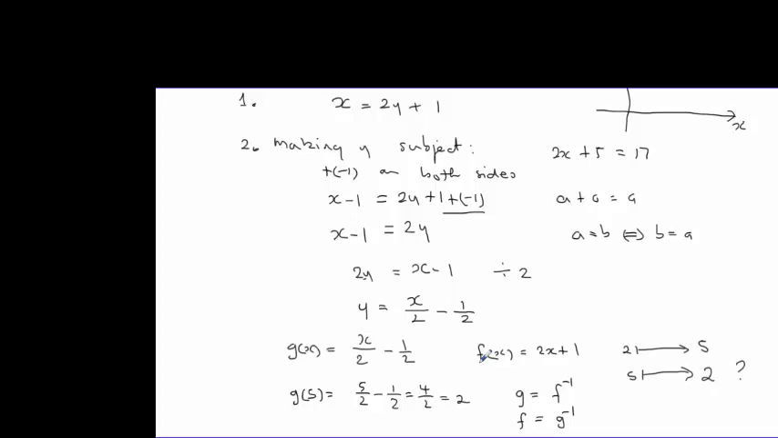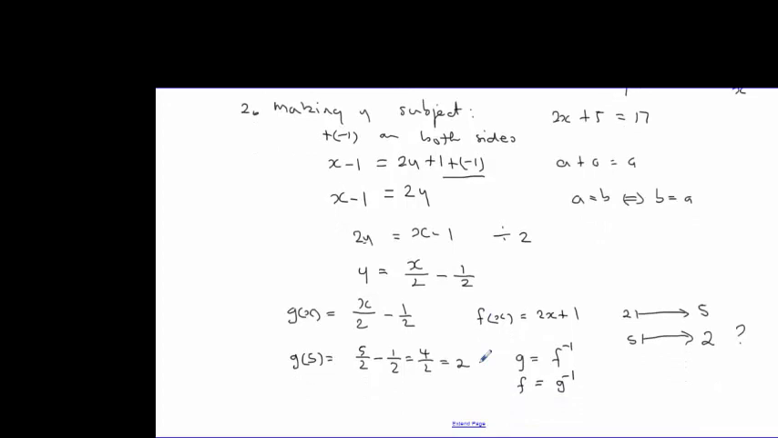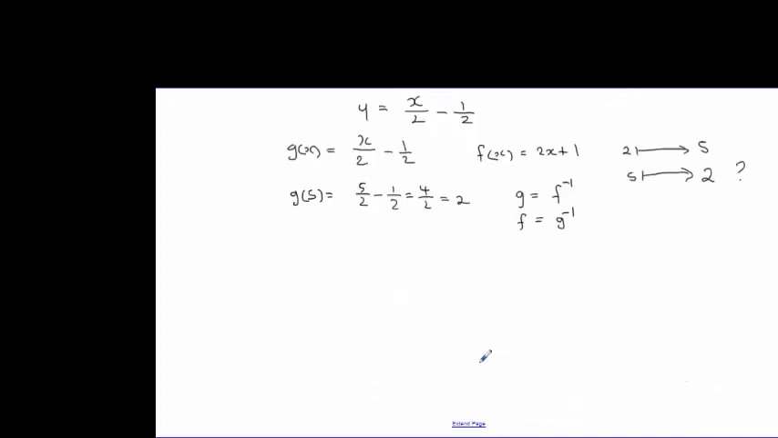Questions? Now, let's check what we said before. We said if we compose these two functions, we must get an identity. So there we have f inverse equals x over 2 minus 1 over 2, and f equals 2x plus 1. Then let's say f inverse after f.